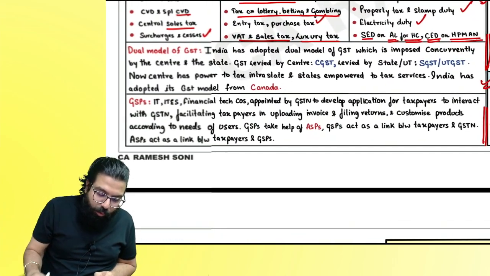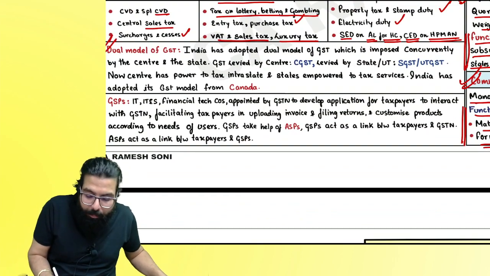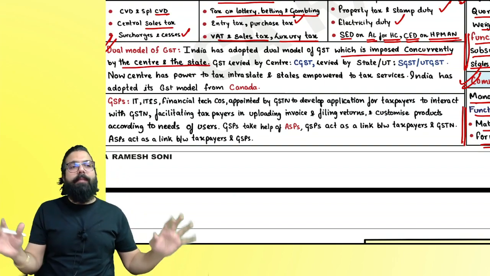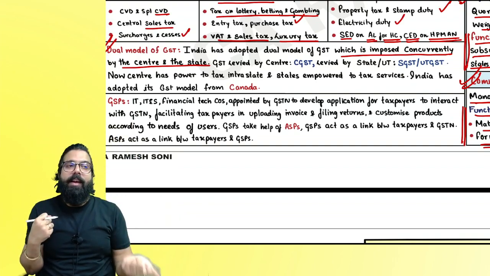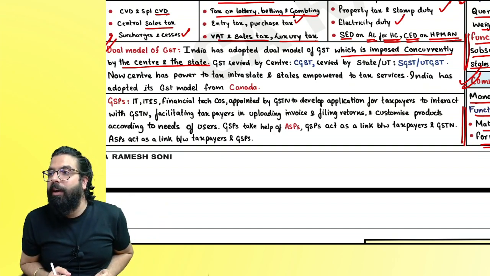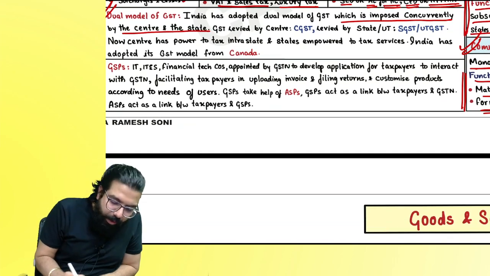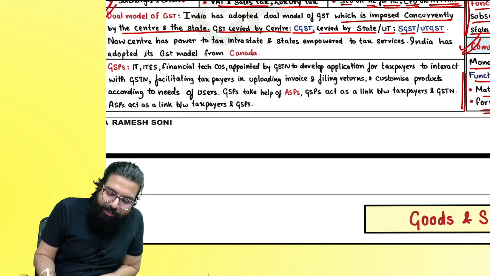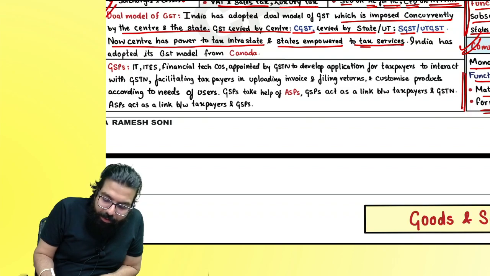Right, everyone? The next one over here is dual model of GST. India has adopted which model of GST? Dual model, which is imposed together by the center and the state. Whenever a transaction will happen, central government charges CGST, state government charges SGST. But if it is a transaction which is happening in a union territory, CGST plus UTGST. Right, everyone? So GST to be levied by center is CGST, that to be levied by state or UT is SGST or UTGST.